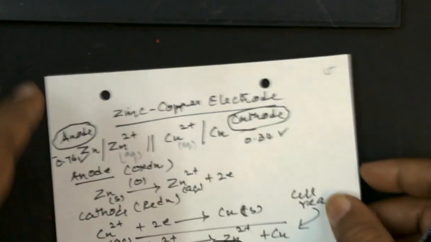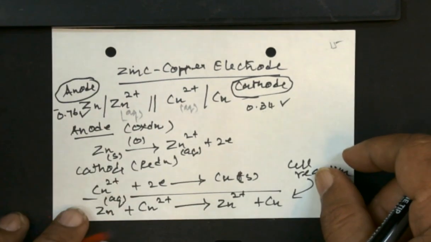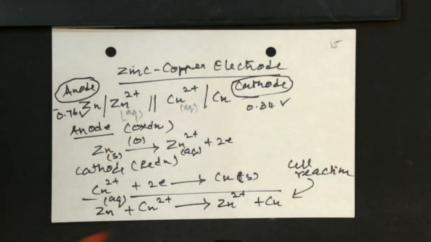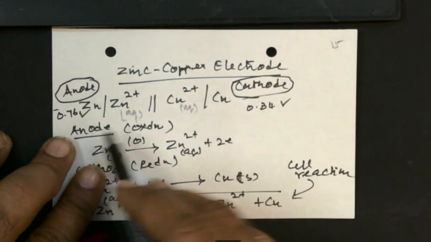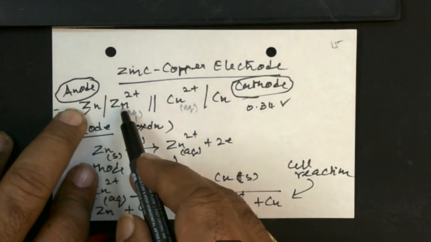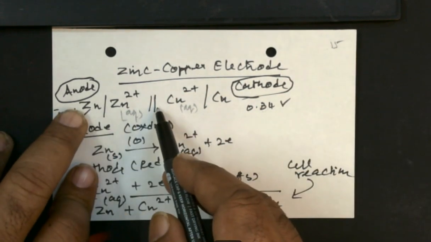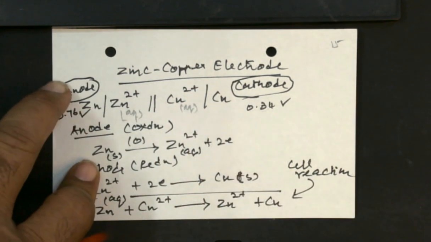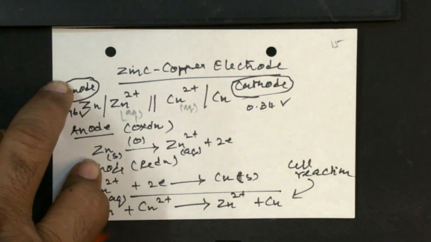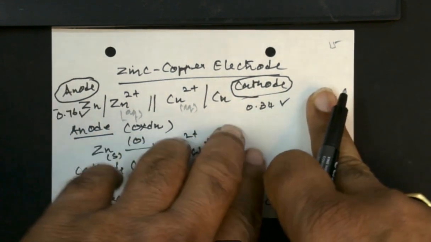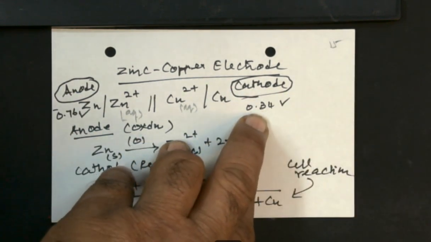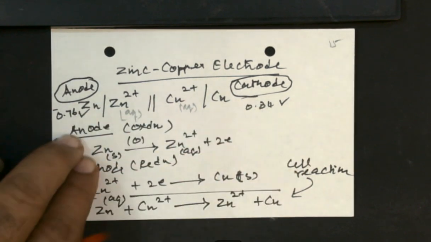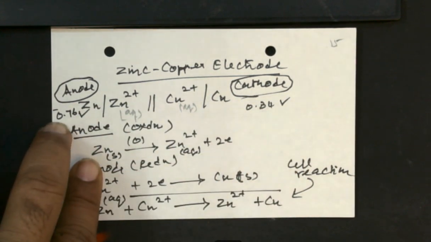Let me consider the zinc copper electrode. In the case of the zinc copper electrode, I have got the zinc dipped in zinc 2 plus ion, salt bridge, copper 2 plus ion / copper. So the left hand side is anode, right is cathode. See, the electrode potential is 0.34 volt here, and here it is minus 0.76 volt.